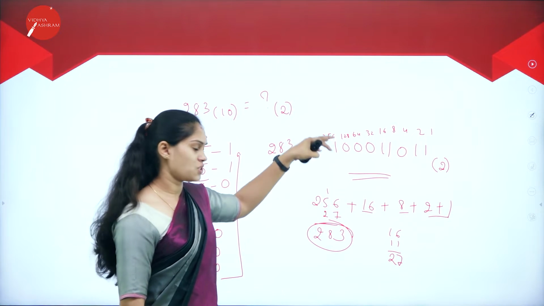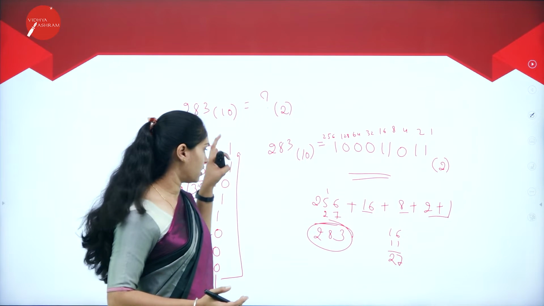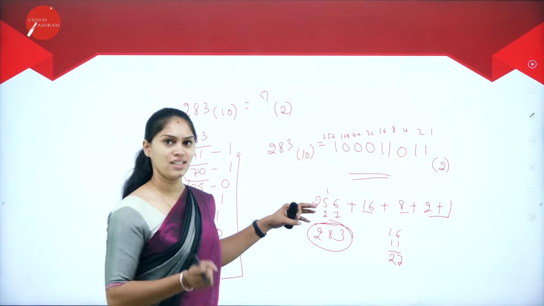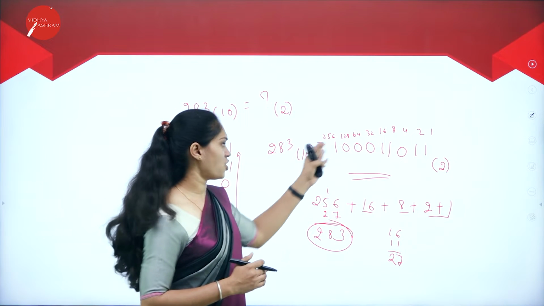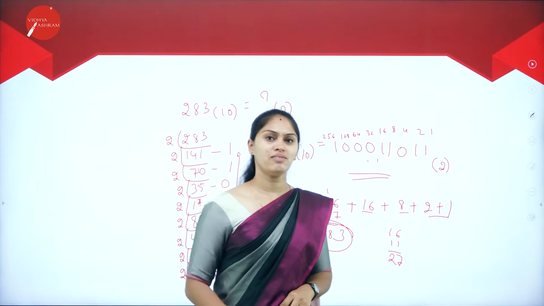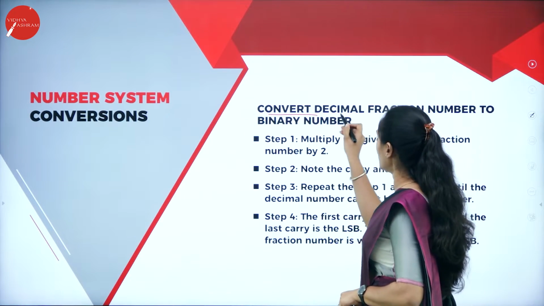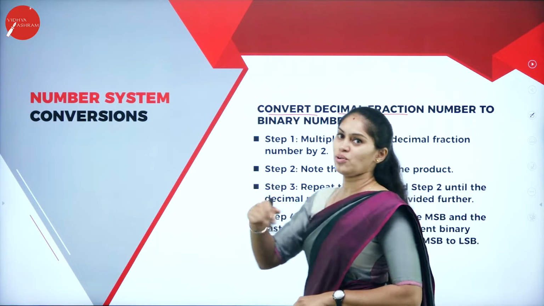Okay, this is just for your cross verification, whether we got the proper answer or not while dividing, did we miss anything. So just for the cross verification, go with this method. Okay, this is how the conversion of decimal to binary is going to happen. So now we'll see the next method, that is converting a decimal fraction number to binary.